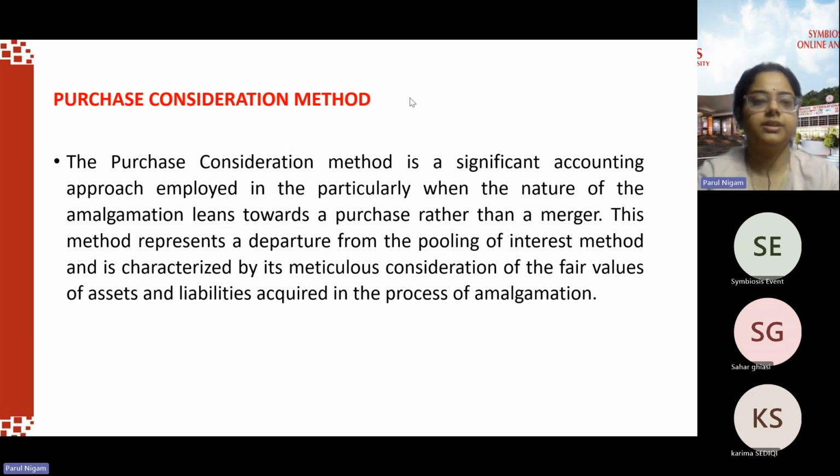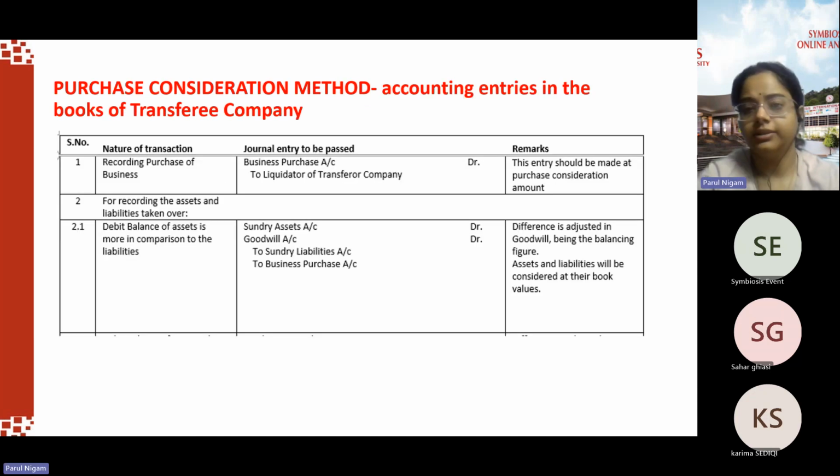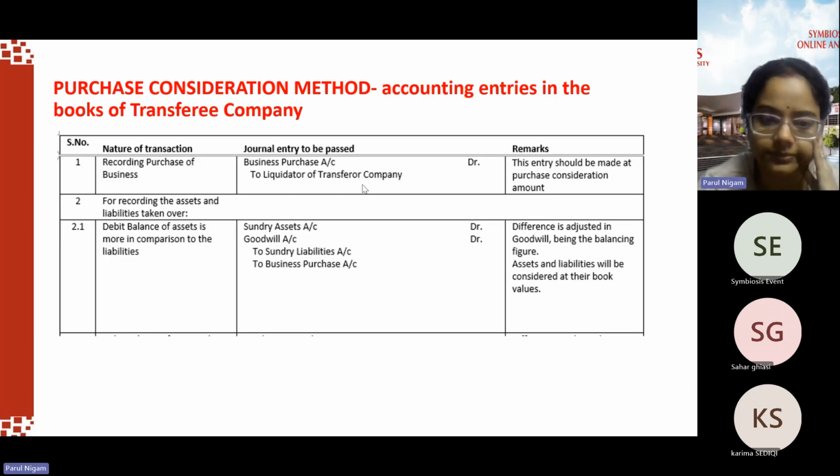Then we have the purchase consideration method. The purchase consideration method is a significant accounting approach employed particularly when the nature of the amalgamation leans towards a purchase rather than a merger. This method represents a departure from the pooling of interest method, and it is characterized by its meticulous consideration of the fair values of assets and liabilities acquired in the process of amalgamation. Okay, so you can see the entries, very easy.